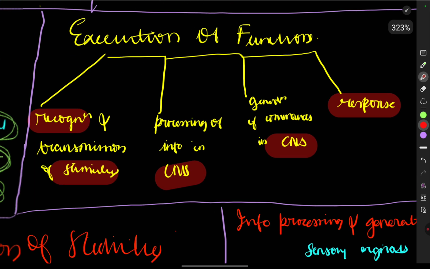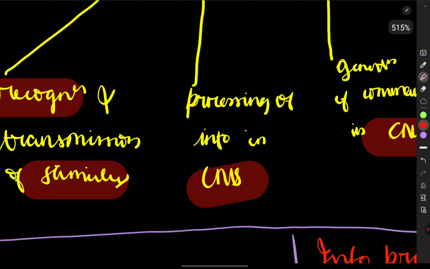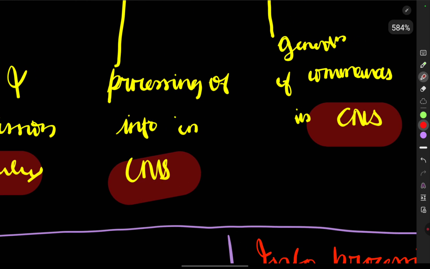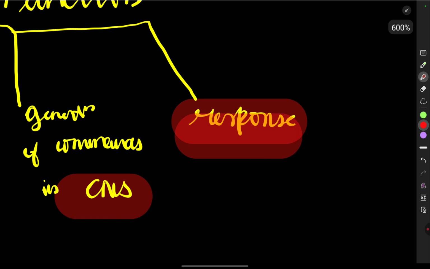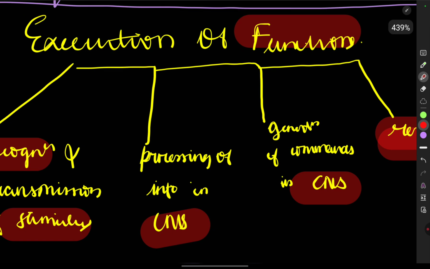So what is it? First it is a stimulus, then it goes through the afferent nerves, then it reaches the center, and then it comes back to the target organ through the efferent. So first it is recognition and transmission of the stimulus to the CNS, then generation of the commands in the CNS, and then response is given to the target organ. So this is how the nervous system functions.